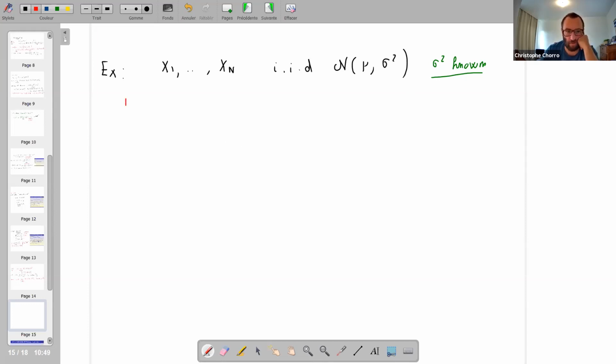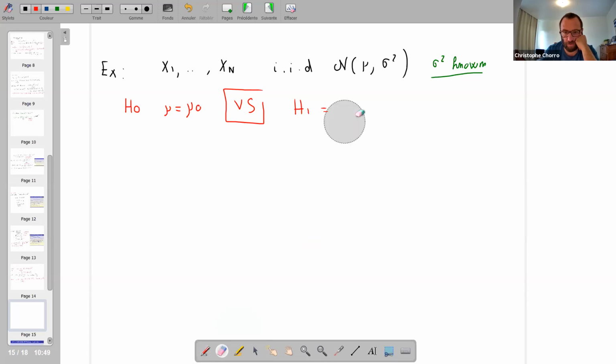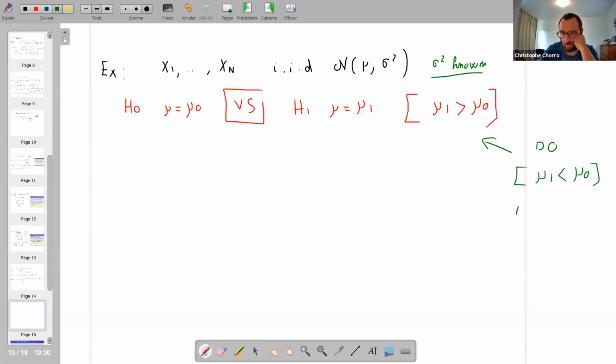I want to test H0, that is mu is equal to mu 0, versus H1, that is mu equal to mu 1. And here, I suppose, as I have done previously, mu 1 is strictly greater than mu 0. And do the same remark, mu 1 strictly less than mu 0, at home in order to practice.